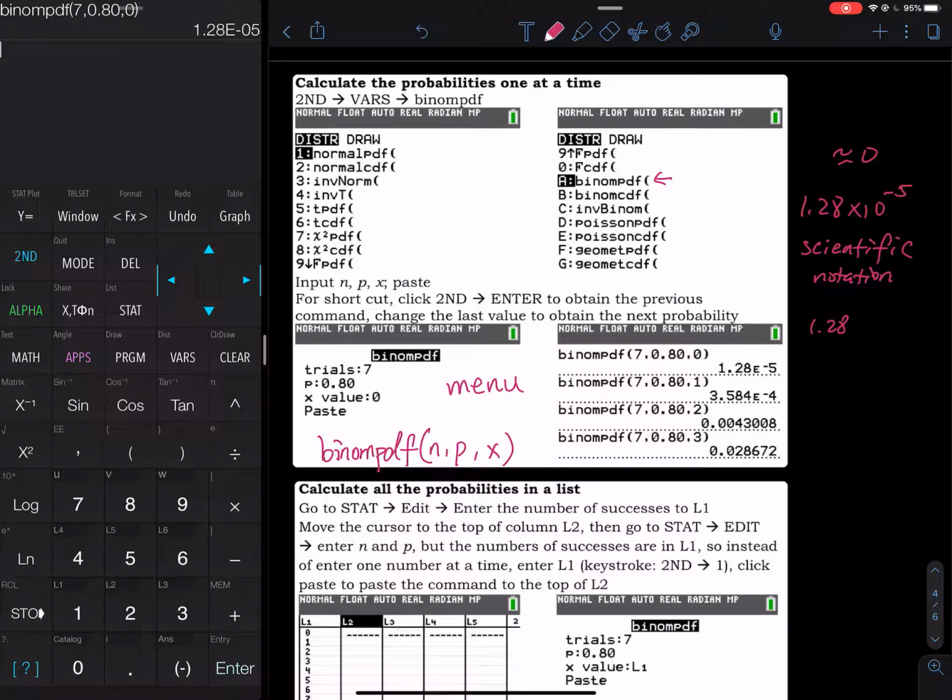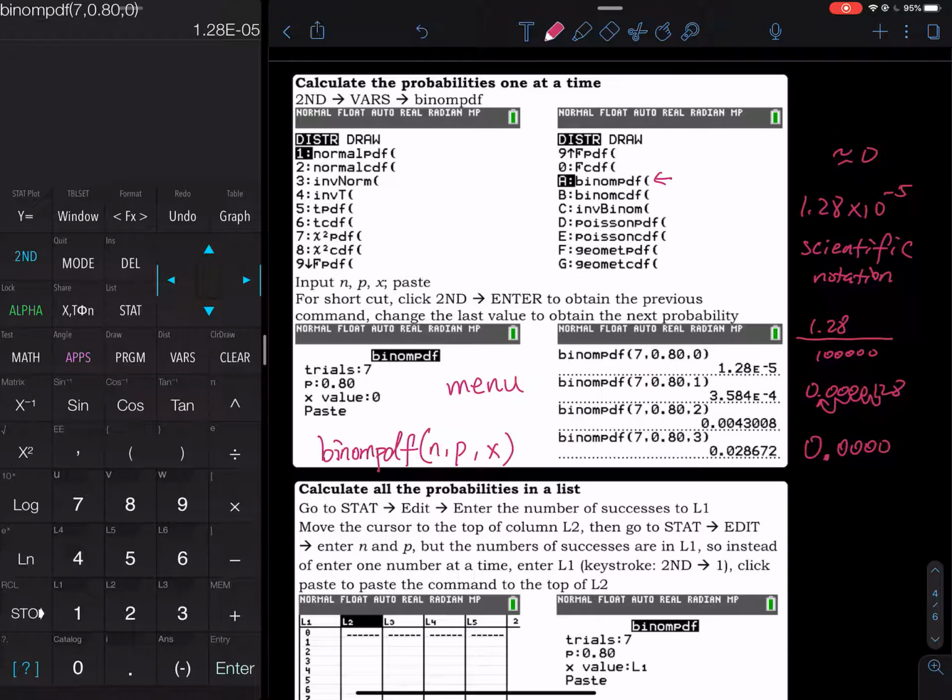So this is 1.28 times 10 to the negative 5. That means you take 1.28 divided by 10 to the 5th. That means you move the decimal point 5 steps to the left. So that is 0.0000128. So 1, 2, 3, 4, 5, 5 steps. But I asked you to keep four decimal places, so if you keep 4 decimal places, that means you keep the first 4 zeros.